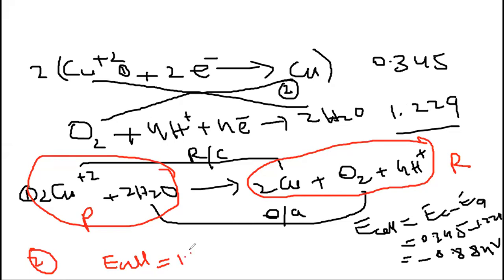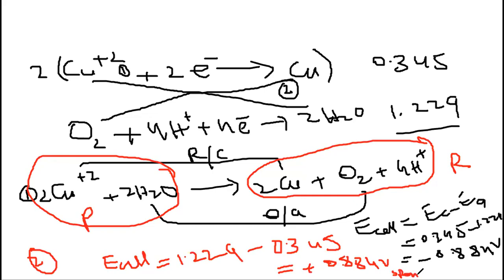So it should be 1.229, and minus the anode, which would be the copper, 0.345, and the answer is the same with a positive sign, that is 0.884 volt. So that means this marked with the red is the spontaneous, and the negative is the non-spontaneous. So this we have done today.